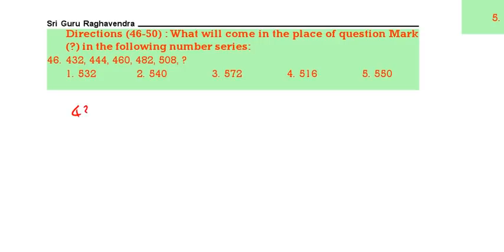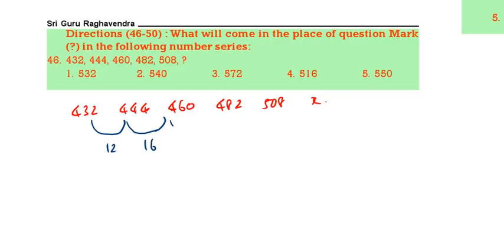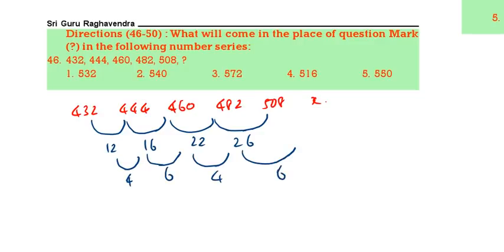Next question. What will come in the place of the question mark? 432, 444, 460, 482, 508 and question mark. See here the gap is 12, this will be 16 gap, this will be 22 gap, this will be 26. So each gap increases by 6 again. Here again 4, again 6. Again 6 means we will get a gap of 32. That is 540. 540 should come. Option 2. Next question.